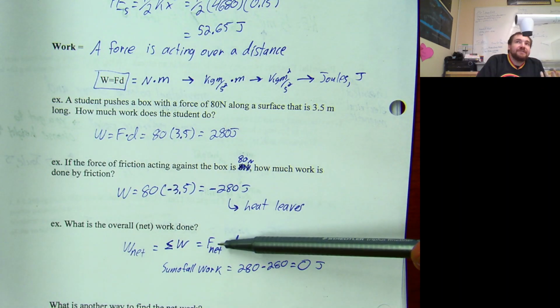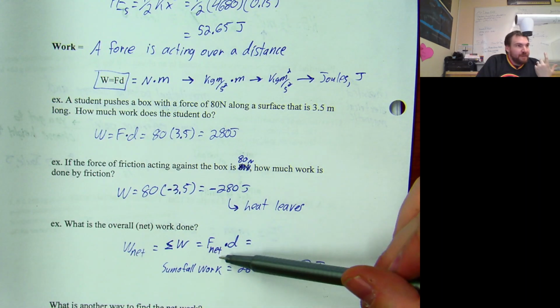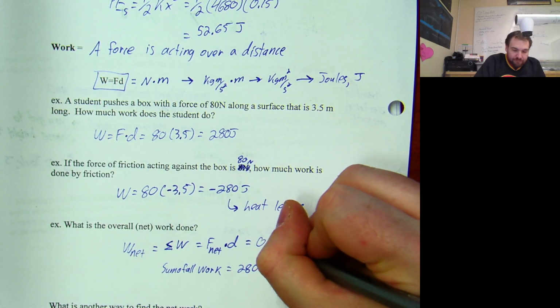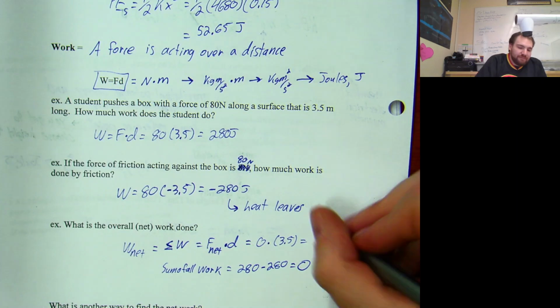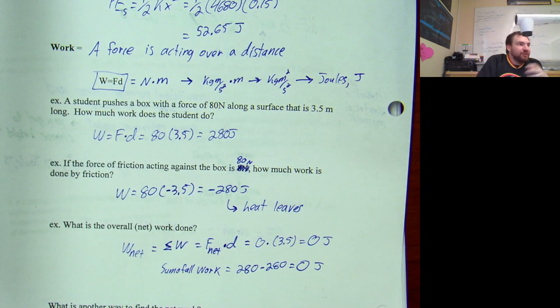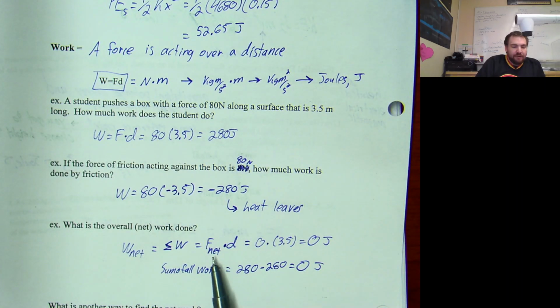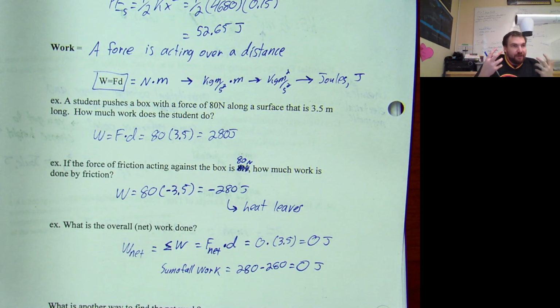Or you can think of it like this. I am pushing to the left with 80. Friction's pushing to the right with 80. So what's my net force here? My net force is 0, times the distance we were acting. So it doesn't really matter which way you approach this. You can sum up all the works, or you can use this idea of, well, net work is going to be F net times our distance. Either way, it's going to give us the fact that as far as the system is concerned, no work was done because friction took away everything we gave to the box.